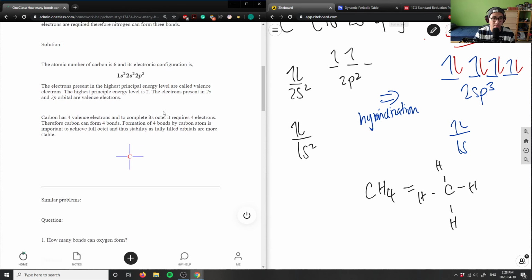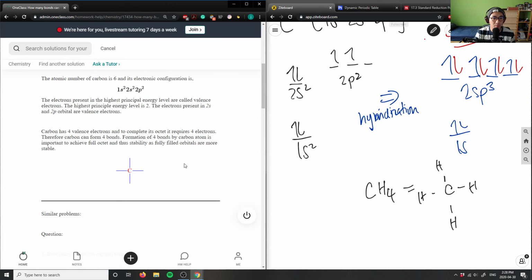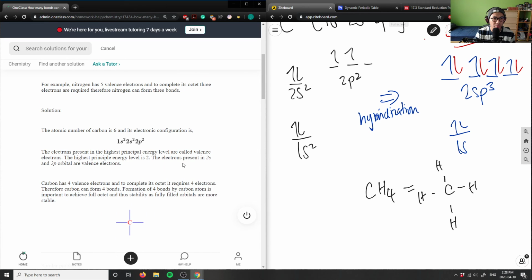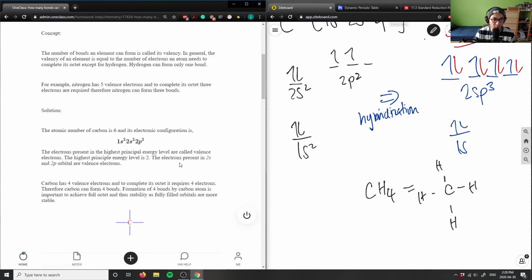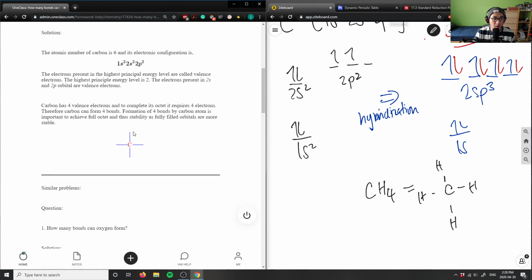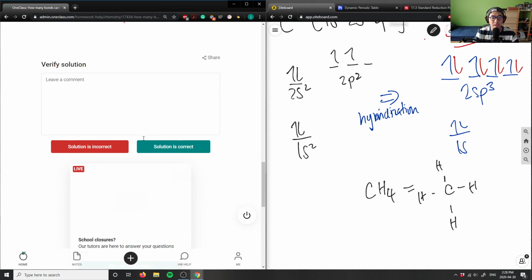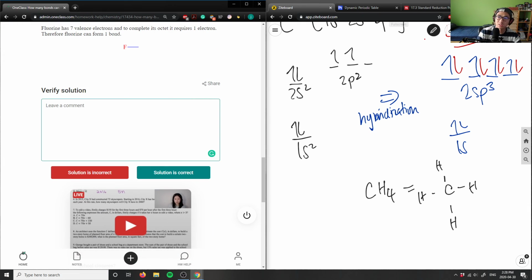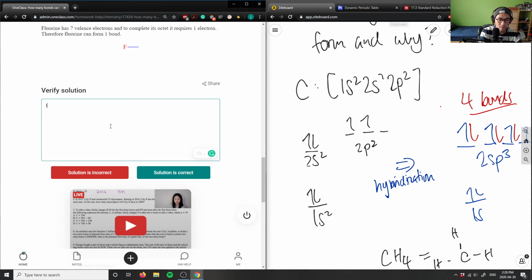So again, they did the exact same thing. They drew up the electron configuration, and I don't know if they talked about hybridization. They should have in this case. 2s2 and 2p orbitals are the valence electrons. Carbon has 4 valence electrons, full octet here. So I think they're actually missing this point of hybridization. So let me just say that's an incomplete solution.